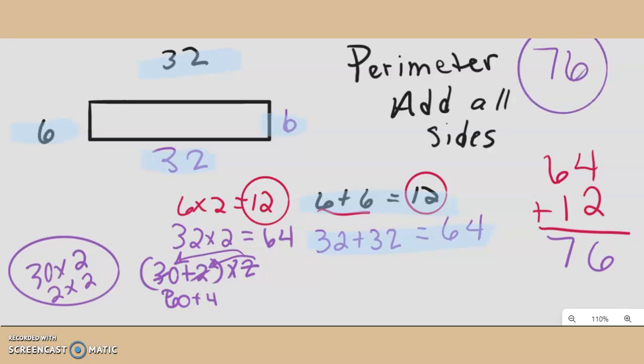Okay? Questions? Concerns? I'll see you on the next video. Remember, this was perimeter for a rectangle, a 2 by 1, or a 1 by 2. Okay? Bye.